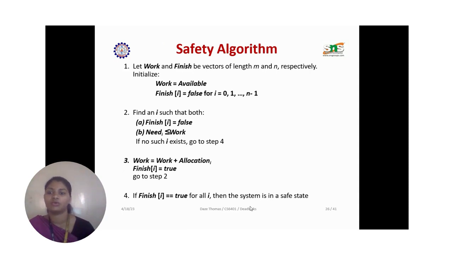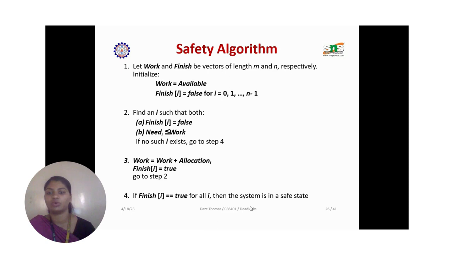Next one is the safety algorithm. We have to follow four steps. First, let work and finish be vectors of length m and n respectively. Initialize work equal to available, and finish[i] equal to false for i equal to 0, 1, etc., up to n minus 1.